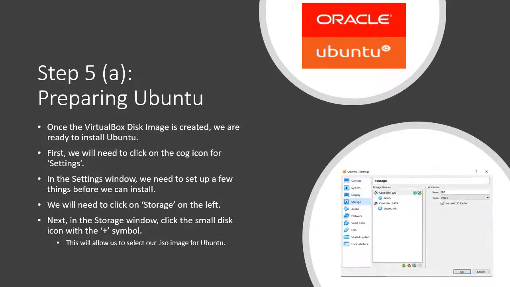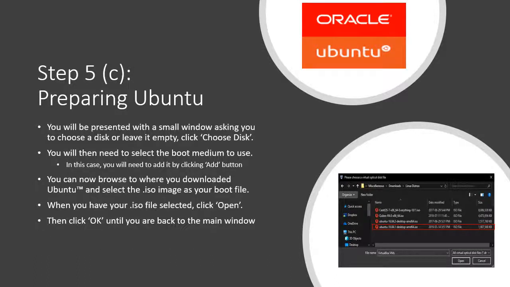and from here we need to click on storage on the left hand side. This will allow us to select our boot medium. So where it says controller IDE, just click on that little disk icon with the plus symbol. We will then be asked to choose a disk or leave it empty. Go ahead and click choose disk.